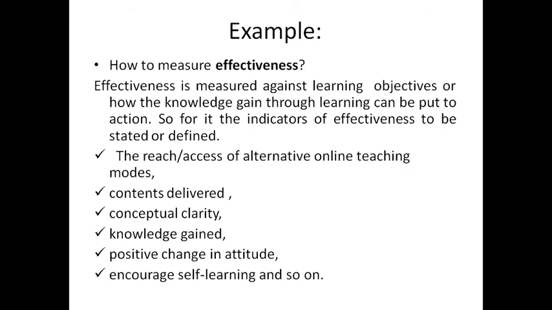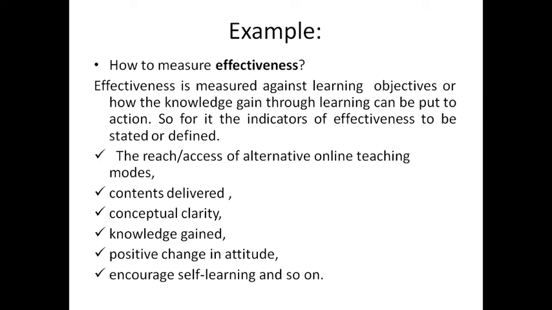Another concept that is going to be used in the study is effectiveness. So the question here is how to measure effectiveness. Generally, effectiveness is measured against the objective set. So in our example, it is the learning objective, or how the knowledge gained through learning can be put to action. So for it, the indicators of effectiveness need to be stated or defined.